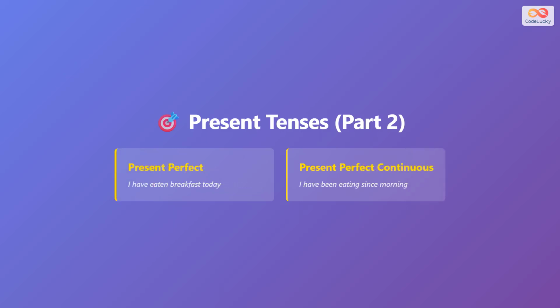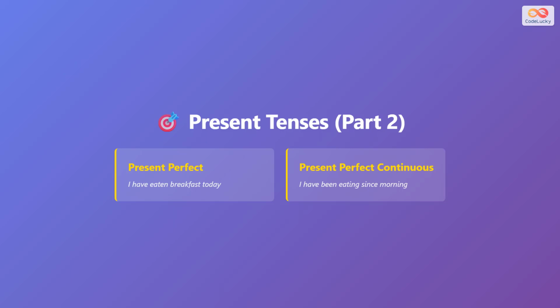Now let's learn about two more present tenses. The third tense is present perfect. We use present perfect when an action started in the past and is still connected to the present. For example, I have eaten breakfast today. This means the action happened earlier today and is now complete.